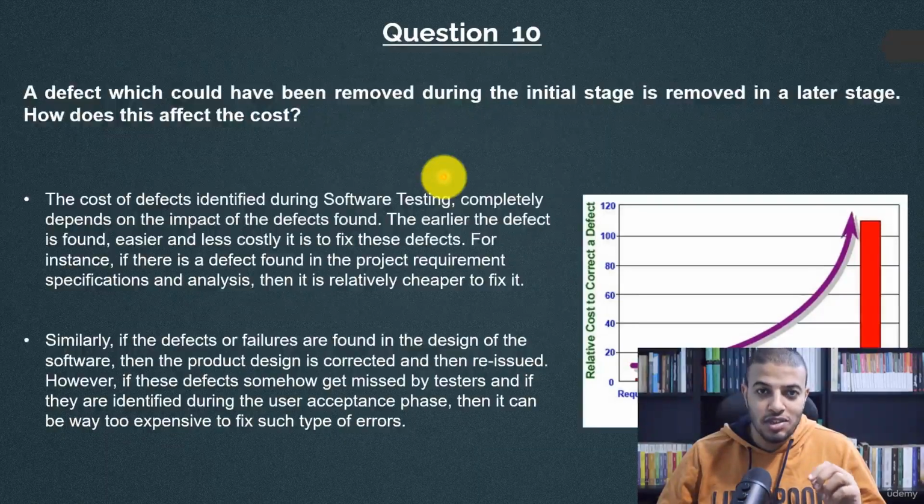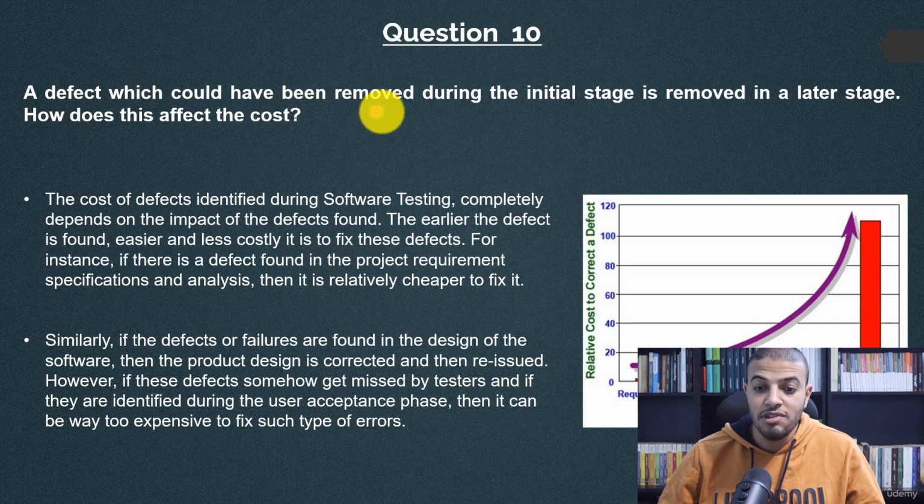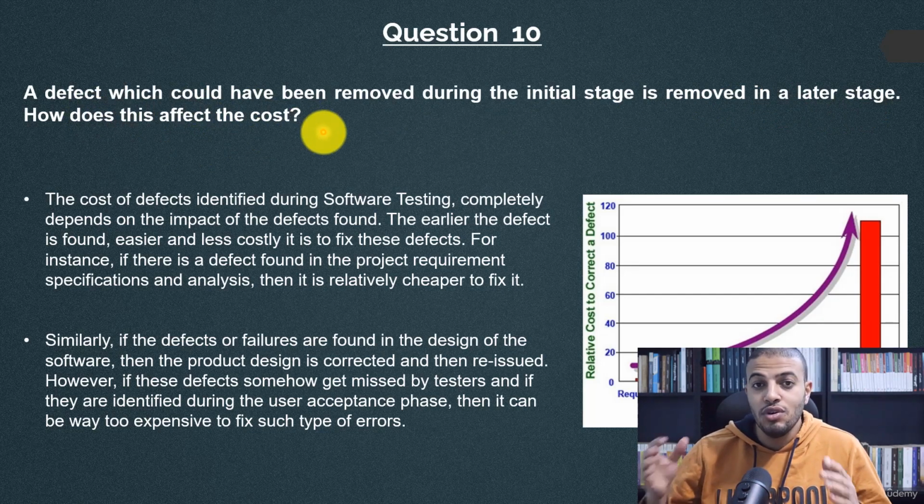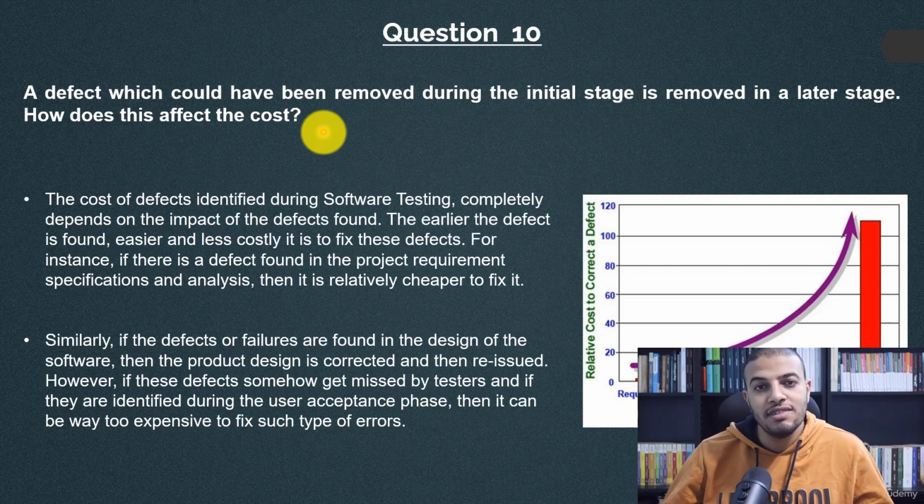Let's solve the next question, which is question number 10. This question says a defect which could have been removed during the initial stage is removed in a later stage. How does this affect the cost? So we could remove this defect at the initial stage, for example in requirements or design, but we removed it in a later stage, for example in unit testing or system testing, or even after deploying the software to the customer. How does this affect the cost?